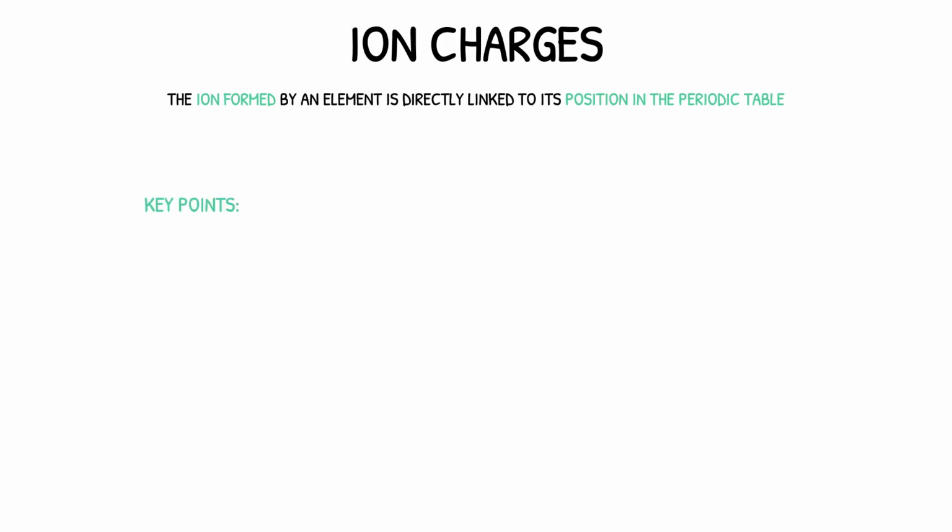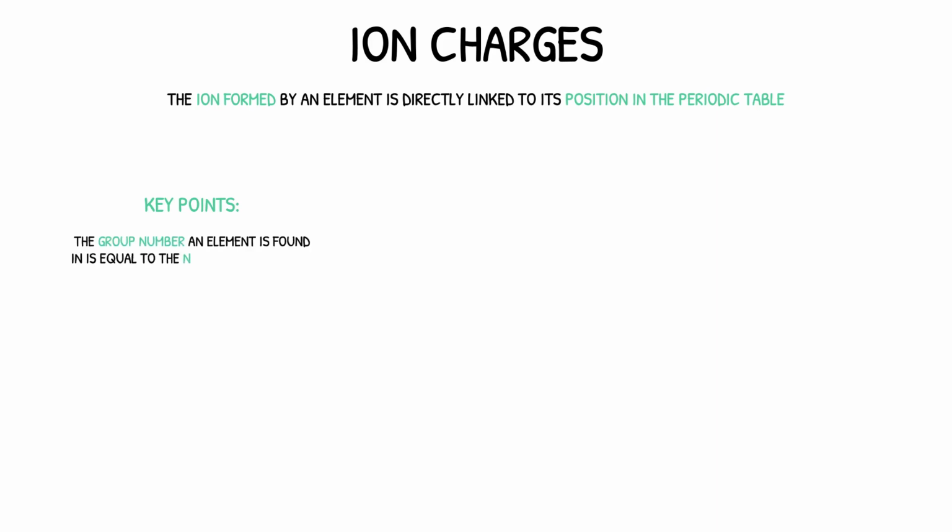Now that we are confident with reading chemical formulas, we can delve into the juicier concepts. Let's talk firstly about the ions formed by different elements in the periodic table. There is a direct link between the ion formed by an element and its position in the periodic table. Before we look at this table, let's readdress a few key points covered in previous videos.